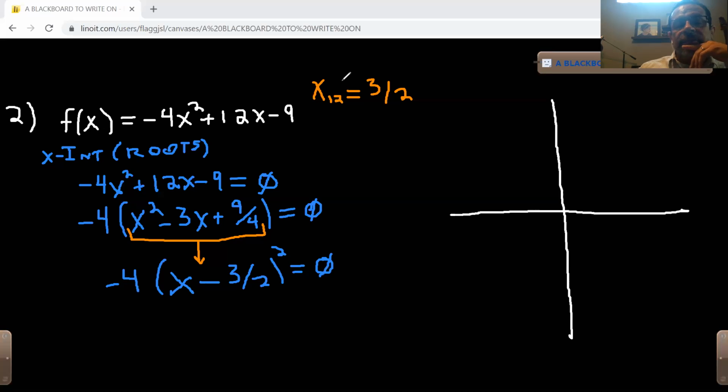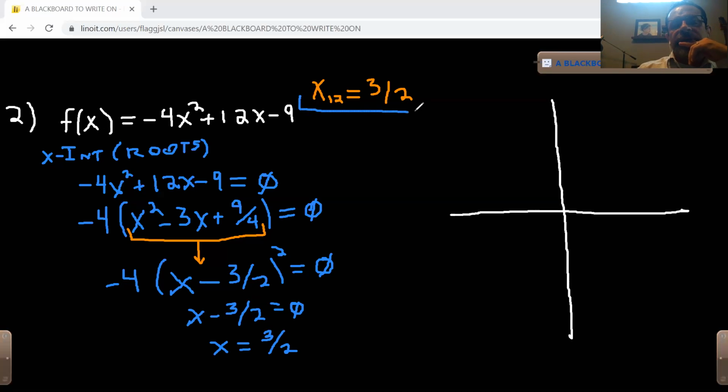And from here, we get that the roots are x minus 3/2 equal to 0. And that gives us x equals 3/2, which is the same thing we got up here with the general formula that Diego calculated.